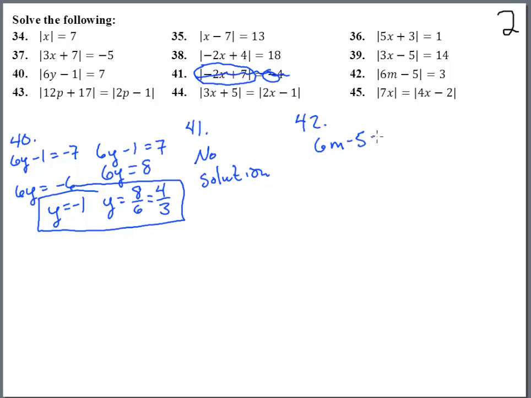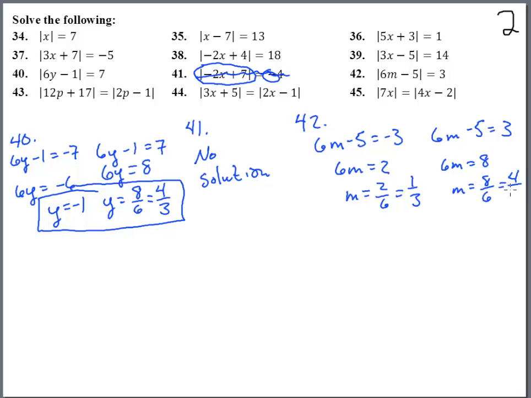6m minus 5 could be a negative 3, or 6m minus 5 could be a 3. To get a solution, add 5 over there, we get 6m equals 2. Divide by 6, we get 2 over 6, which equals 1/3. Add 5 over there and we get 6m equals 8. Divide by 6, and we get simplified down to 4/3. Number 43.